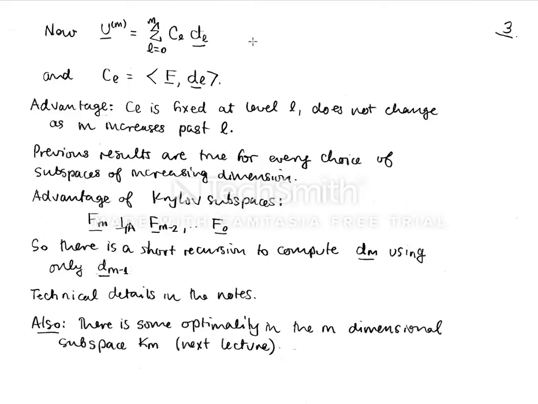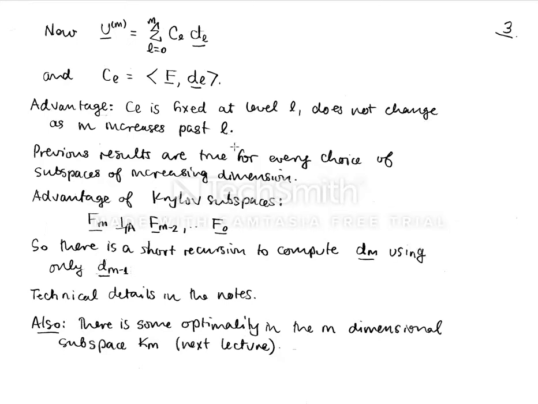So when you go from m to m plus 1, the previous C's are exactly the same as they were before, so you don't have to solve a system. You just have to do a Gram-Schmidt process. So that's also time intensive, but if you're looking at solving a sequence of linear systems with increasing dimension, this is a slightly more efficient way to do it.